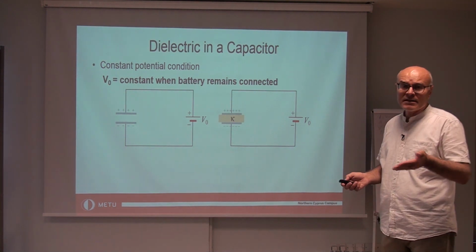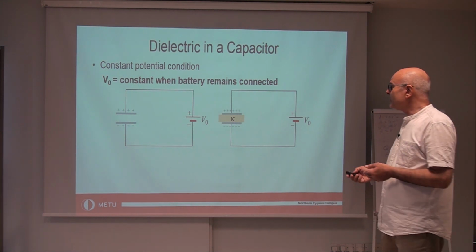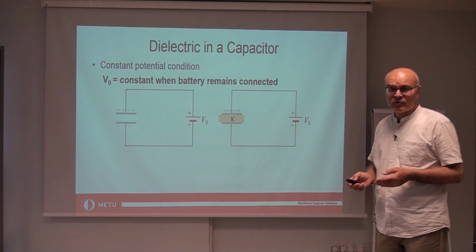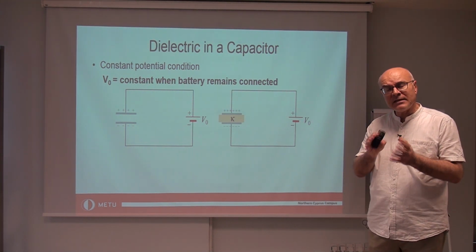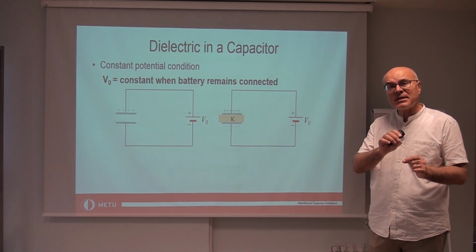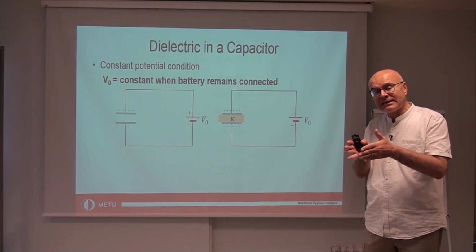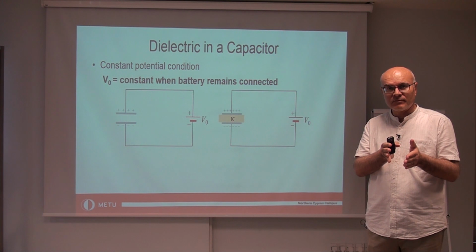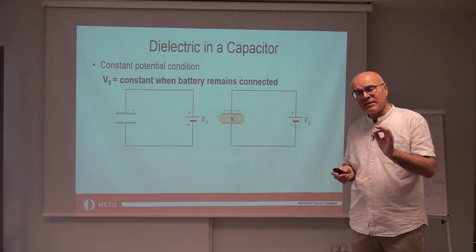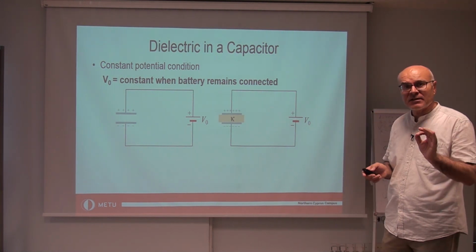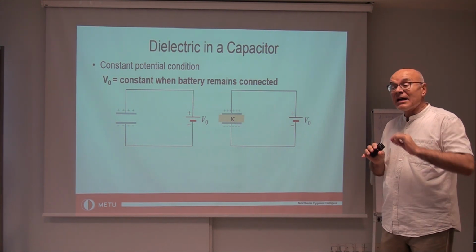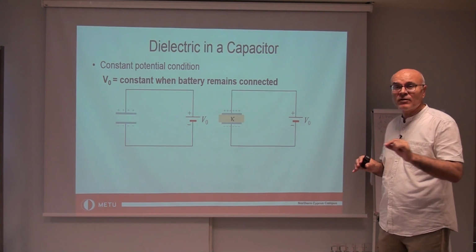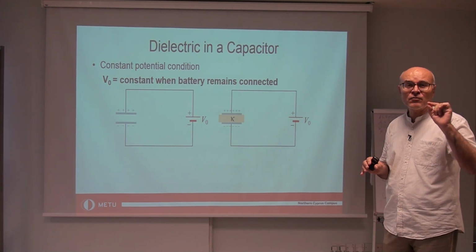Now we look at the second situation, the constant potential condition of a capacitor. A constant potential condition for a capacitor is when you have the capacitor connected to the battery all the time. The meaning of this is that the potential difference across the capacitor is always constant. As long as your capacitor is connected to the battery, your potential difference will always be constant.